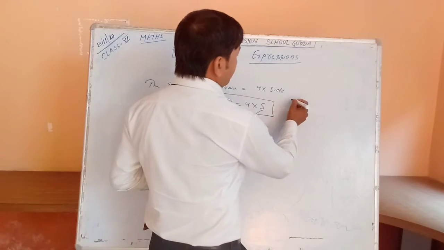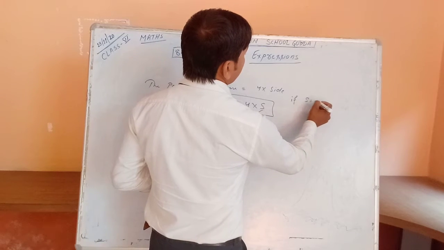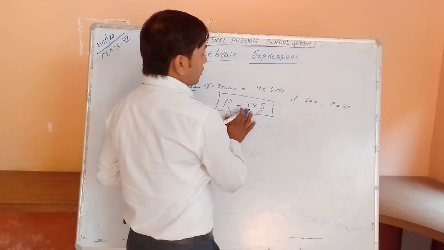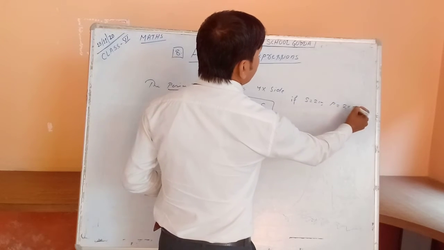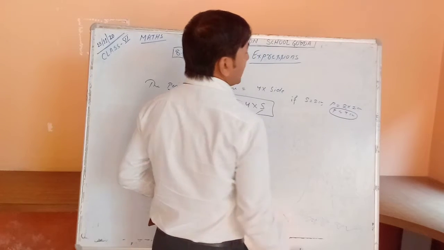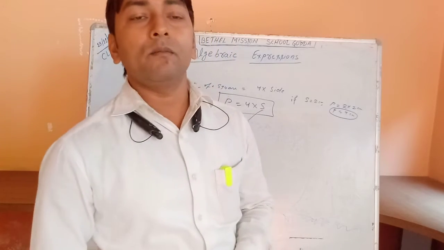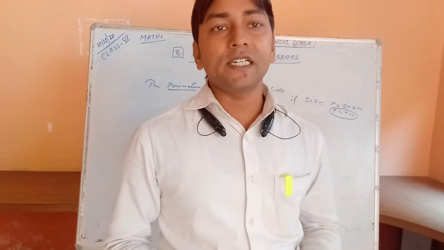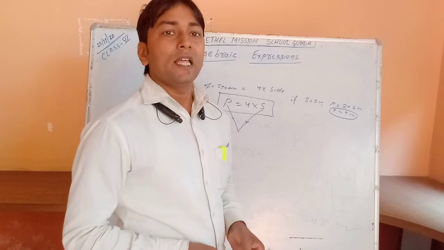If S equals 2 centimeter, then P equals 2 into 2 centimeter, which means 4 centimeter. So P equals 4 centimeter. It means S and P also denote a number. They indicate a number. That is called literals. What is literals? S and P are called literals.